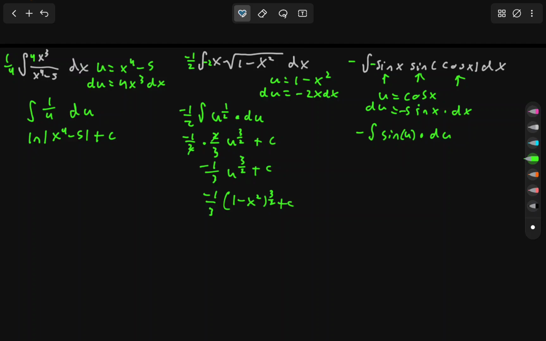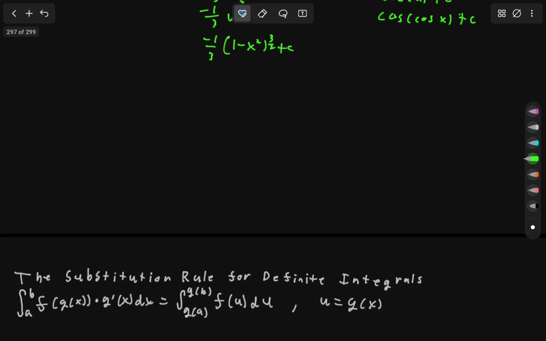Well, the integral of sine is actually going to be negative cosine. So we get negative cosine of u plus c. Our u is just cosine, so we get negative cosine of x plus c. That would be our answer.